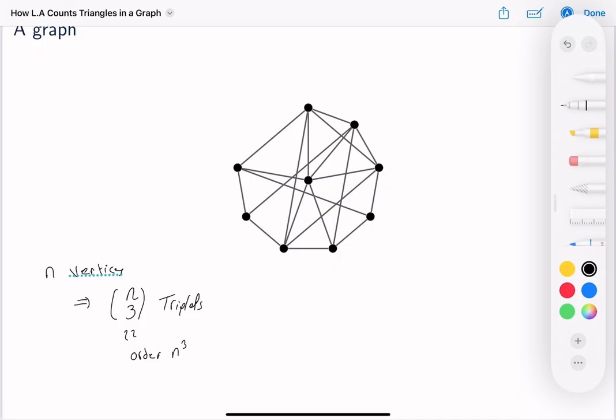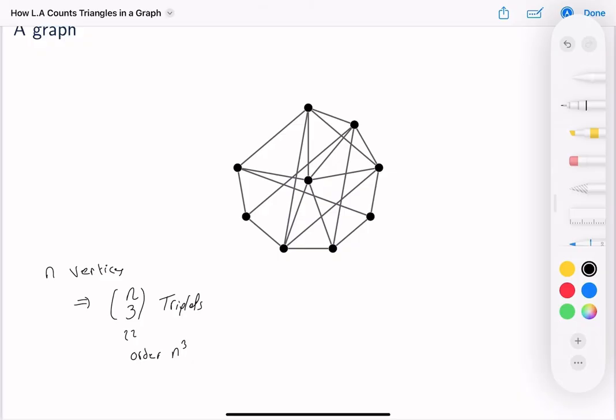So we don't want to do this naively. We want a faster method of doing things. So let's see how we can improve the amount of computation that we need using linear algebra.